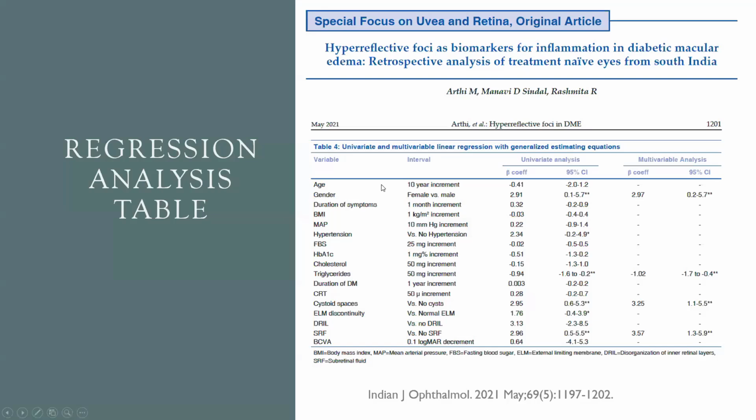This is another regression analysis table from another publication, which gives us the data on the various different factors which were studied over here. And like Dr. Kavita just mentioned, the table should be able to be read on its own. So you should have the heading, you should have the footnotes, and it should be interpretable independently on its own.